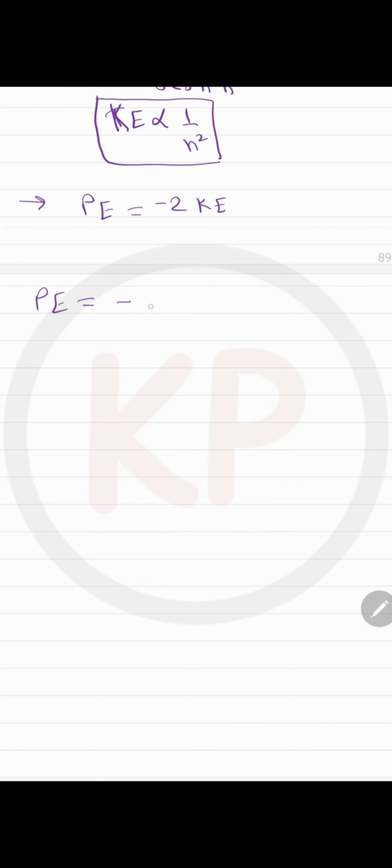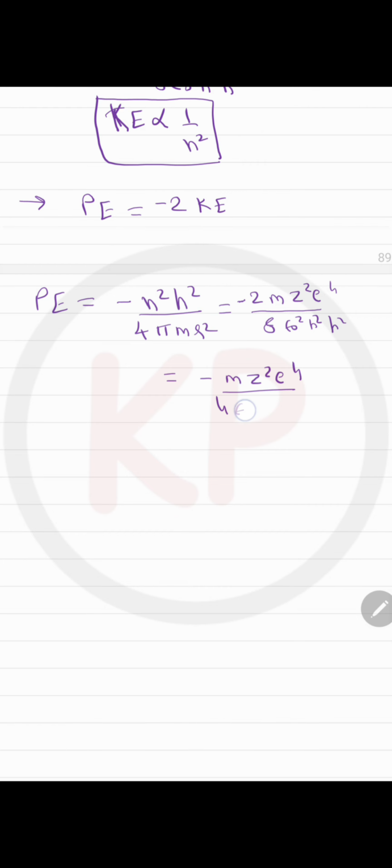minus n square h square by 4 pi m r square, or we can write this as twice of m z square e raised to 4 by 8 epsilon 0 square n square h square, negative, that gives minus m z square e raised to 4 by 4 epsilon 0 square n square h square. This is the equation of potential energy.